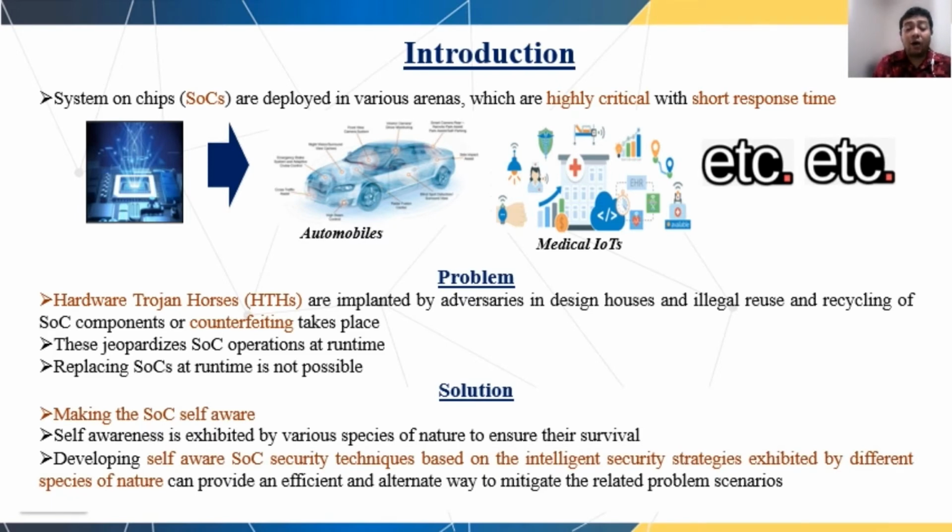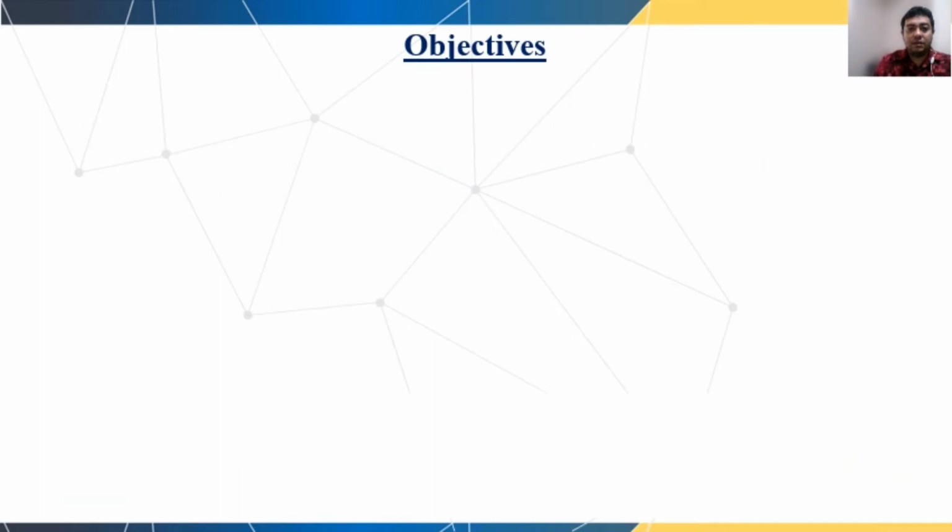But how? For this, we adhere to the self-aware characteristics exhibited by different species of nature, because self-awareness is exhibited by various species of nature to ensure their survival, and developing self-aware SoC security techniques based on the intelligent security strategies exhibited by different species of nature can provide an efficient and alternative way to handle the problem scenarios. So, what are the objectives?